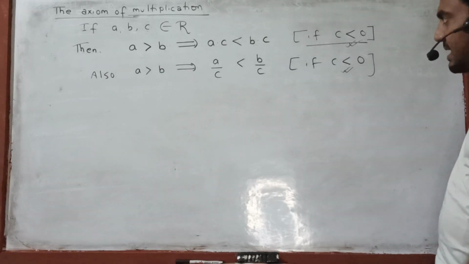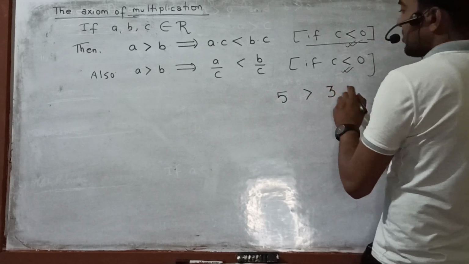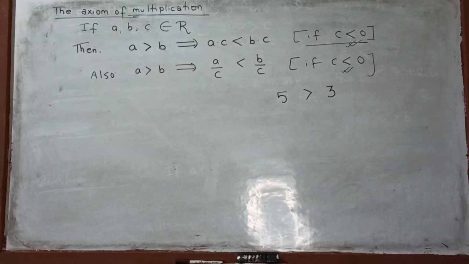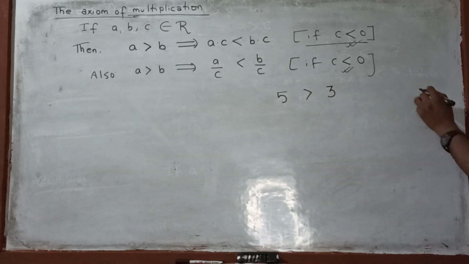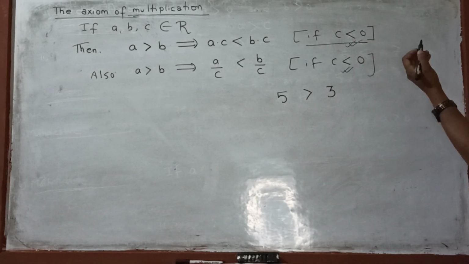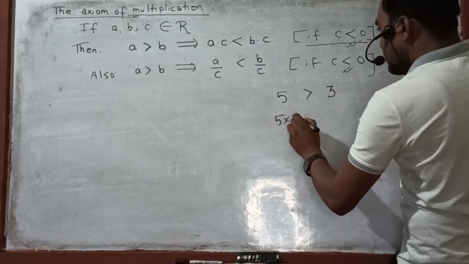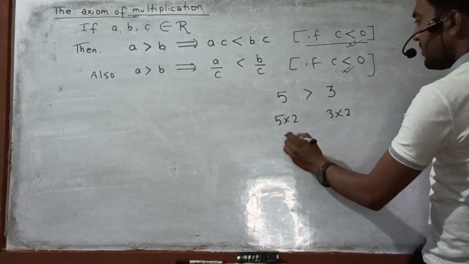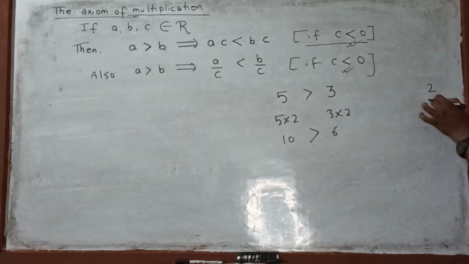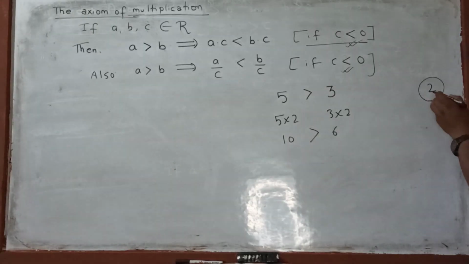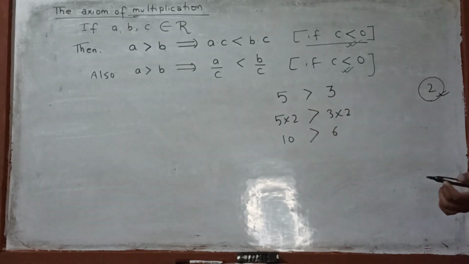Come to the example: suppose you are taking 5 is greater than 3. Now if you take any positive value in place of c, let us take 2. If you multiply 5 into 2 and 3 into 2, you will get 10 here and 6 here. So obviously 10 is greater than 6. We are taking a positive value 2 and multiplying it on both sides, so the sign is not changed here.